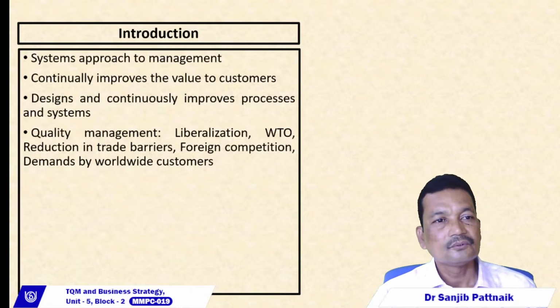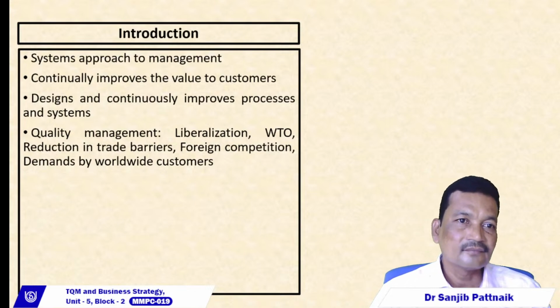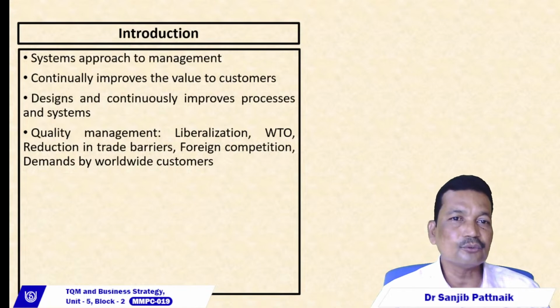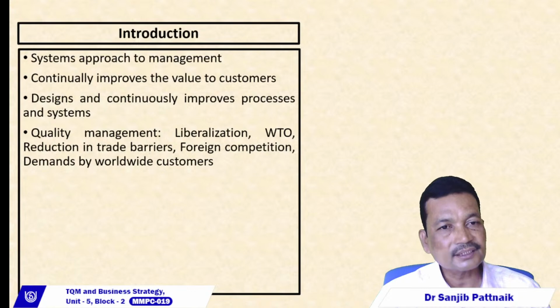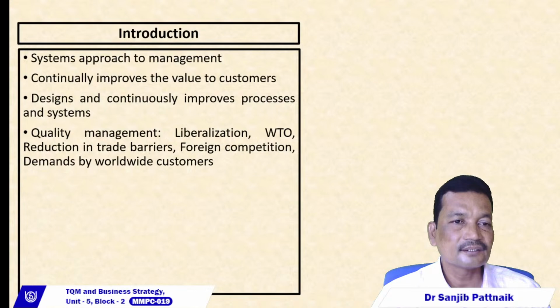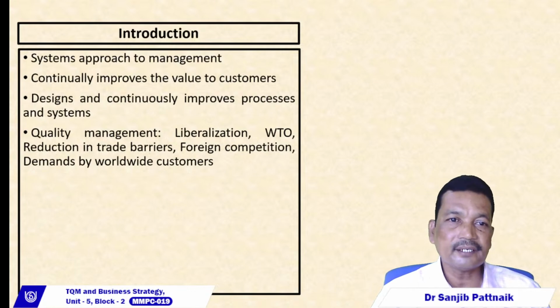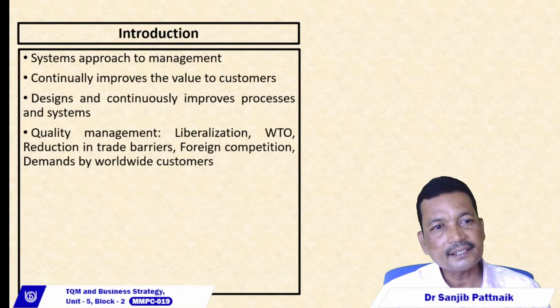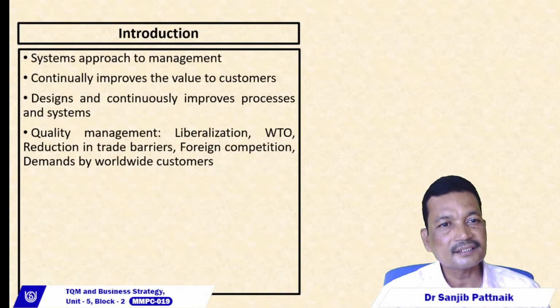Now, let us introduce ourselves to the particular topic, that means business strategy. When we are talking of business strategy, it is a systems approach to management. That means the total quality management will drive the system towards achieving the mission of the organization. Not only that, it will try to see that the organization matches the mission or the vision it has set at the beginning and is systematically moving towards that path. Now, in order to achieve that, the quality management program helps the organization. So we say it is a systems approach to management.